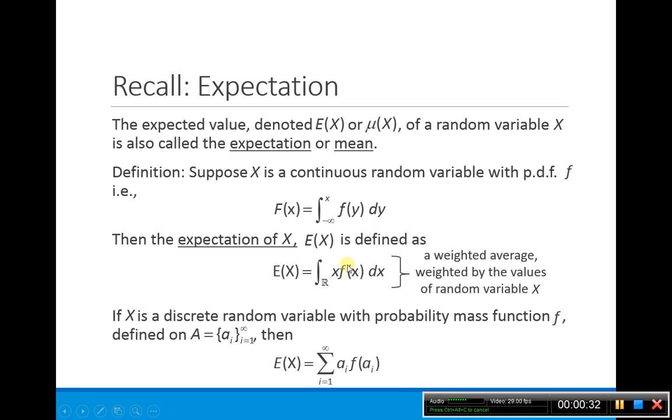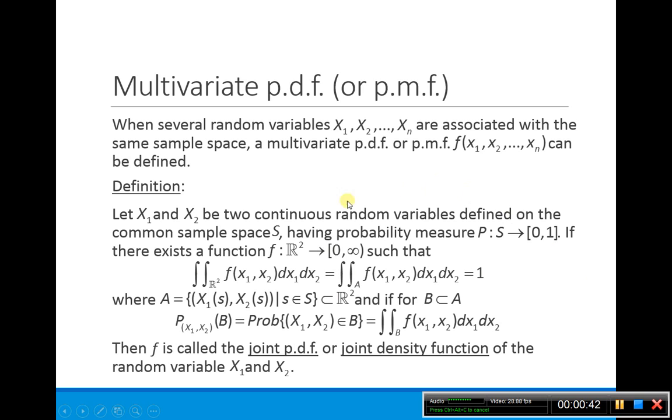times our PDF f. For a discrete variable we have the probability mass function instead, and we have a summation. We may have more than one random variable. We may have several random variables that are associated with the same space. Let's say we have x1 all the way through xn. We can talk about a multivariate PDF, or a probability mass function if we're talking about a discrete random variable. We can define this.